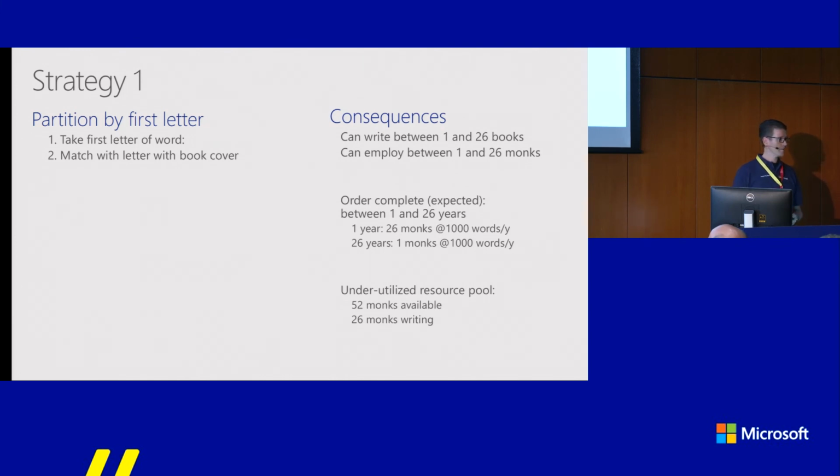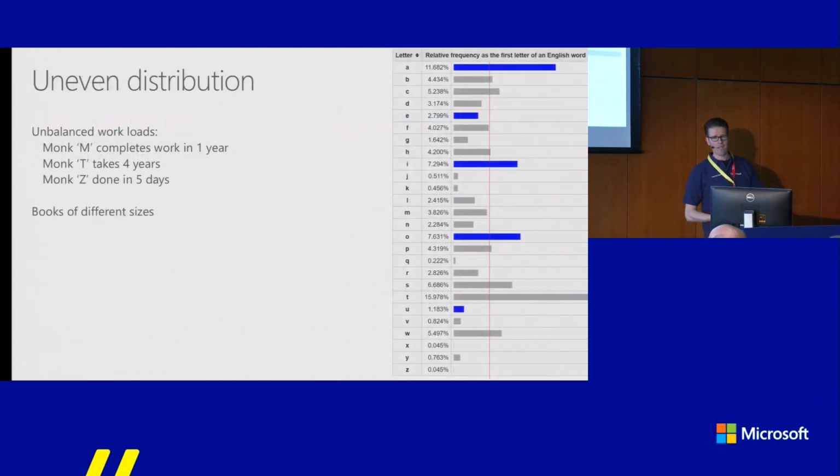What you already noticed is that this is an underutilized resource pool. So we had 52 monks available for writing, but we can only utilize 26. To make matters worse, we can also see that the words of a dictionary are not distributed evenly. So there are way more words using the first letter T than there are with the first letter X.